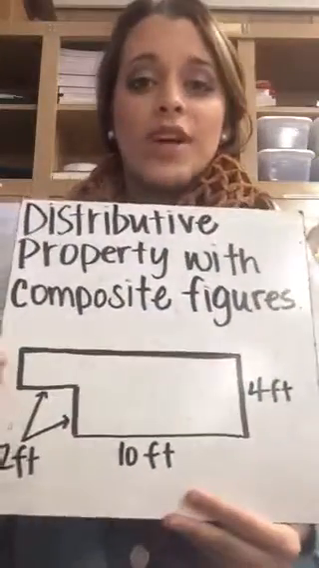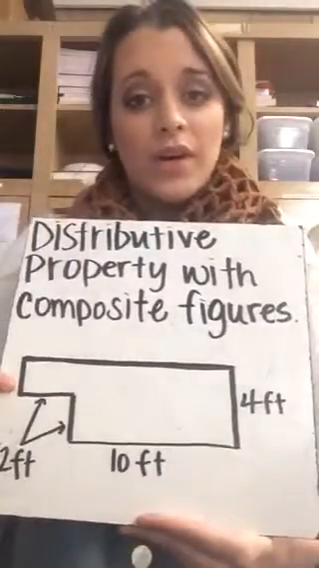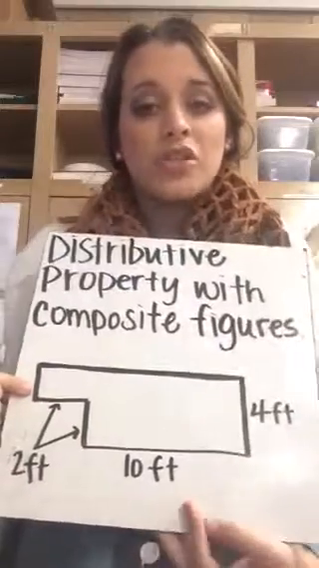Hello again. Today what we're going to be talking about is the distributive property again, but this time with composite figures. Composite figures is a huge word for a simple thing, which means there's one big object that can be divided into two separate objects, two separate shapes.